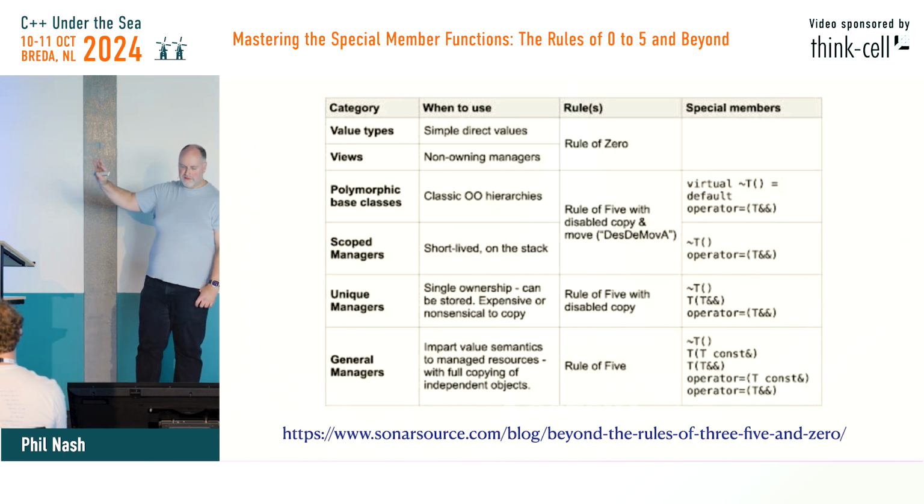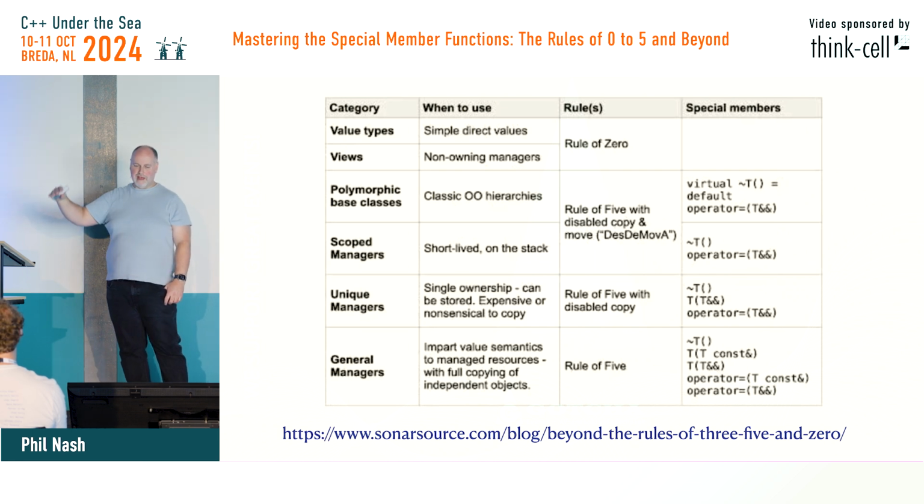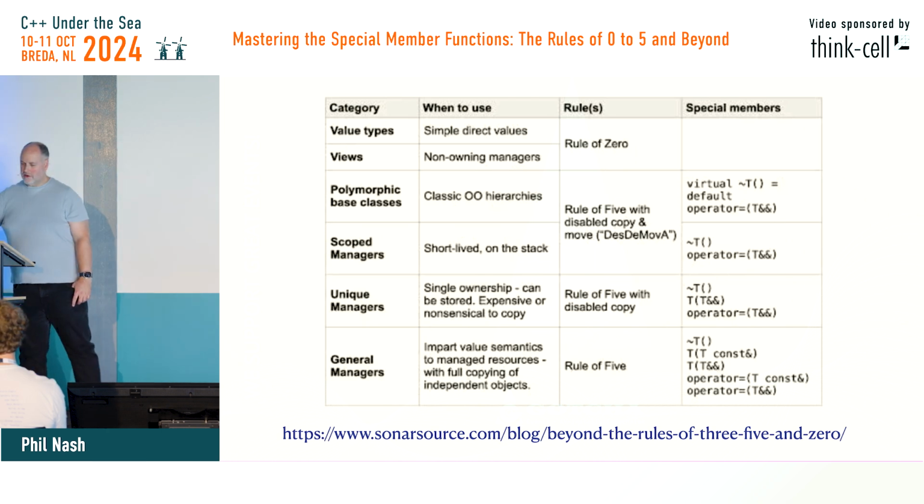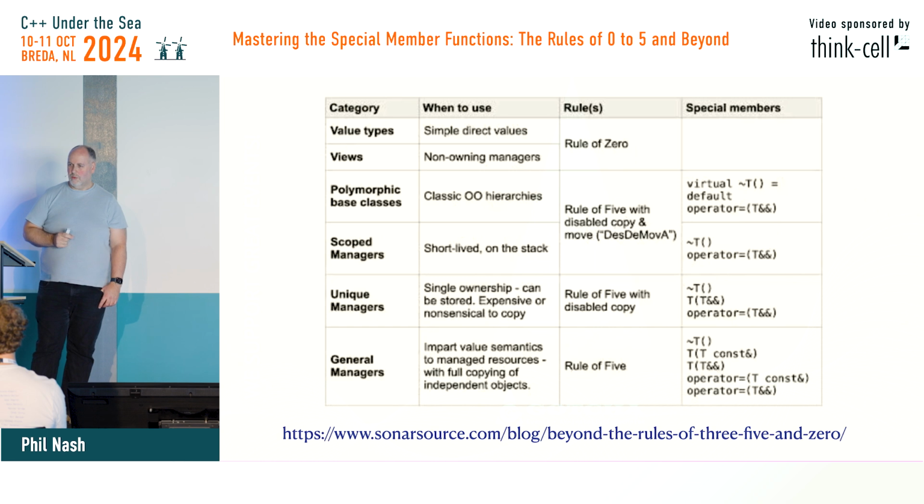So value types, the rule of 0 applies. But below that, it's generally the rule of 5. There's a couple of extra bits in there, which I'm going to get into in a minute. Then the fourth column: which special member functions are typically involved.